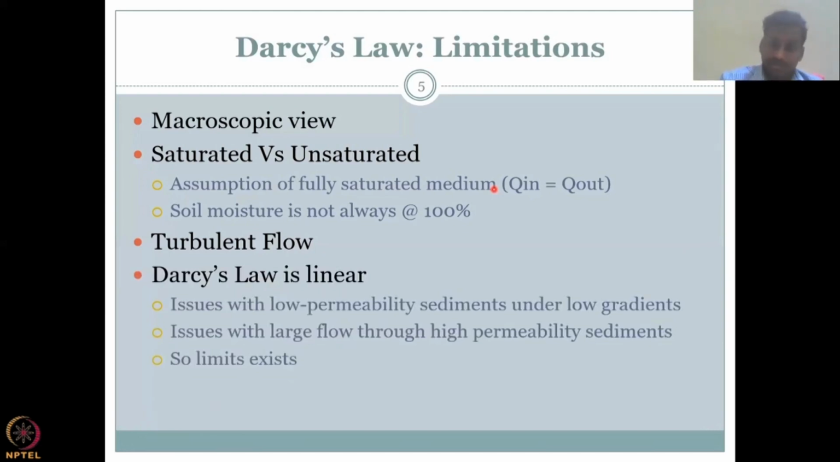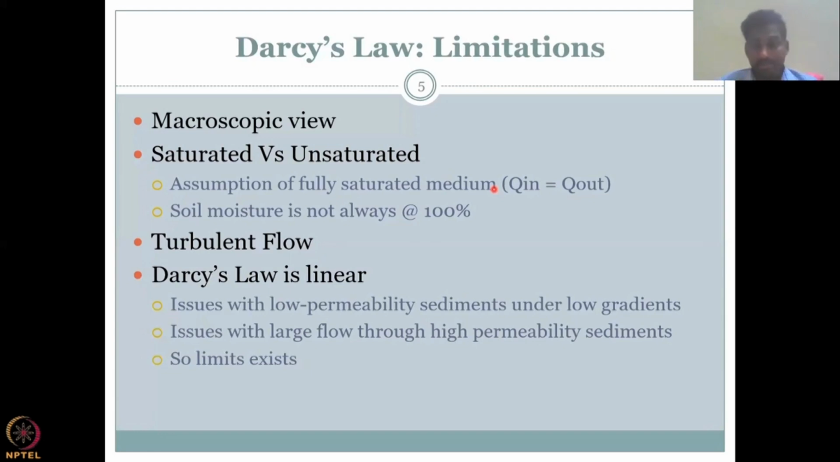Darcy's law assumption is linear. Linear movement and linear velocity. This has big issues in real life scenarios where low permeability sediments are present under low gradients. For example, you have a very slowly allowing water medium, a low permeable solid. And then if there's already a low gradient pulling the water, then the linearity won't hold. Darcy's law is very linear, right? It is a function of your hydraulic conductivity and hydraulic gradient.